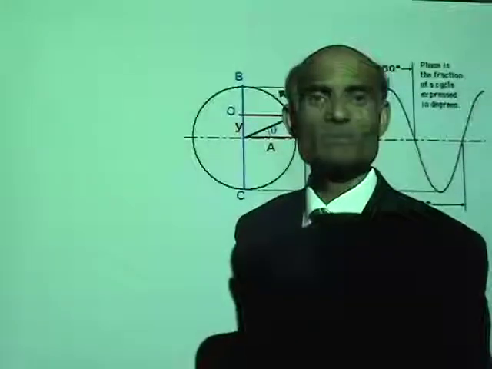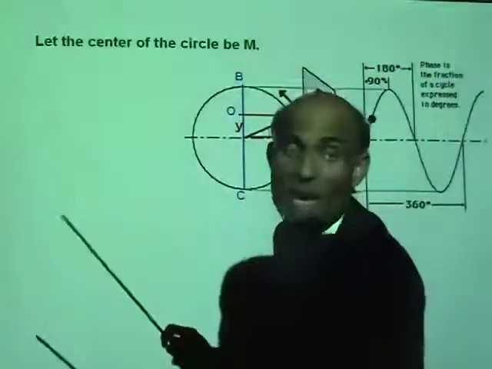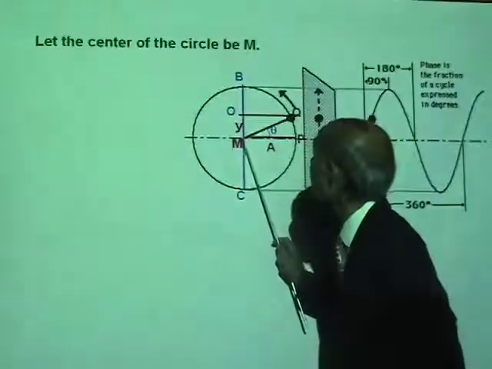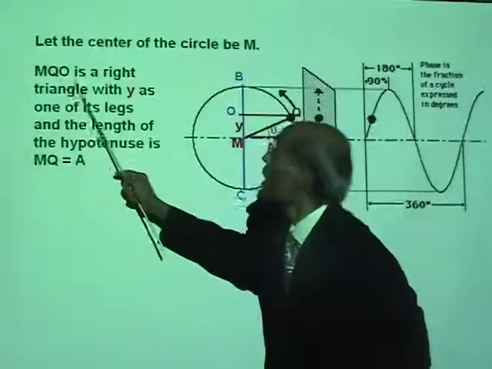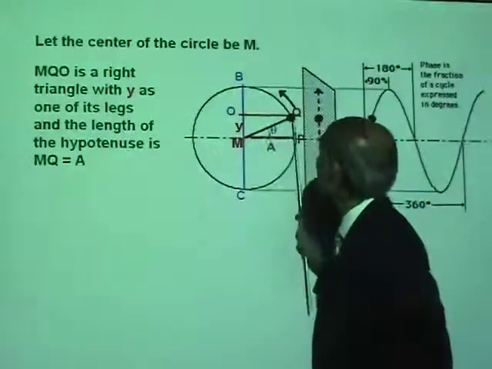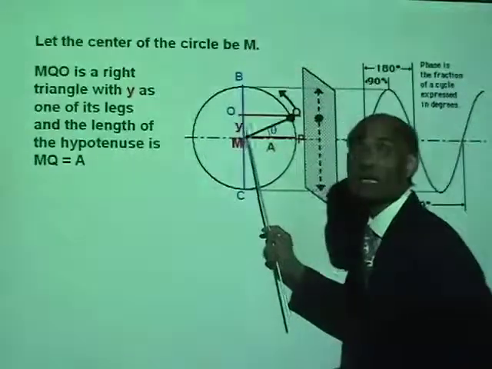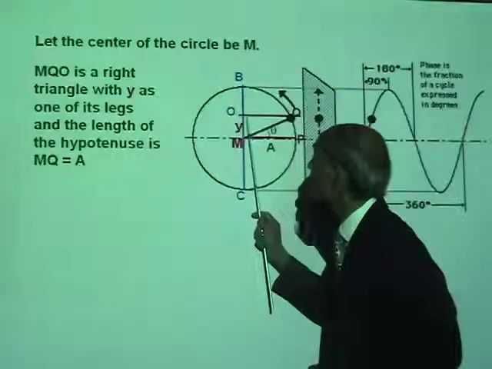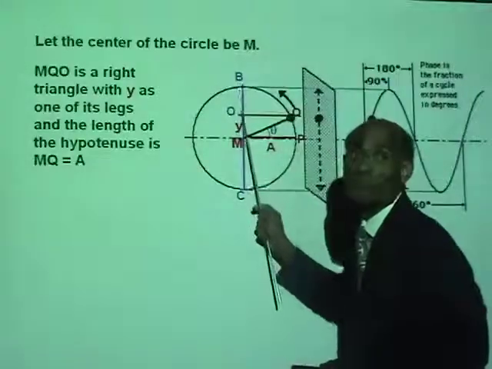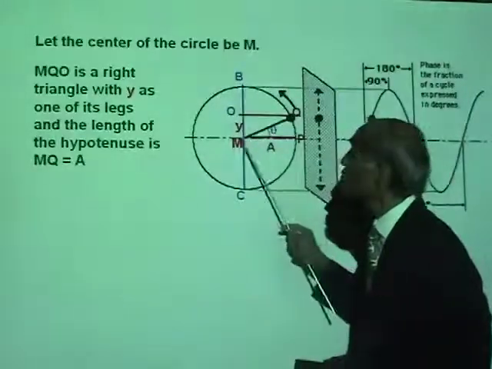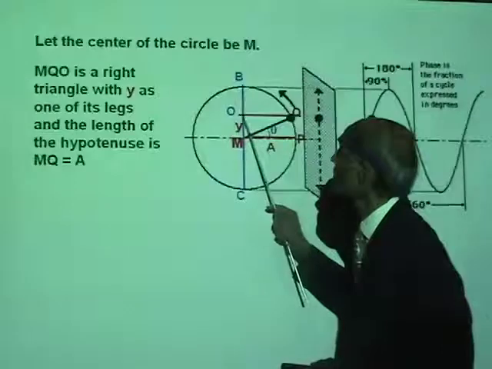Well, let's say the center of the circle be M. Let's represent the center of the circle by M. Now, MQO, look at this, MQO is a right triangle. Is that right? Because this angle is 90 degrees. Why? Because QO is drawn perpendicular to BC. That means this triangle MQO is a right triangle.